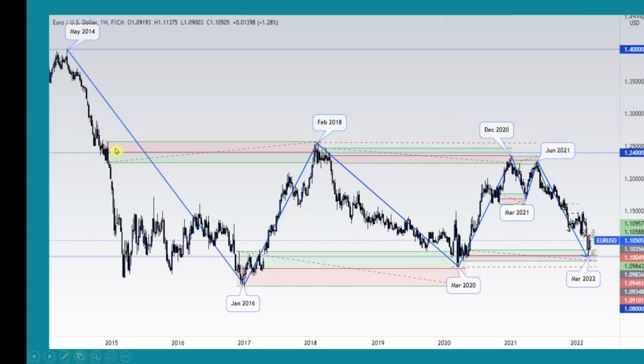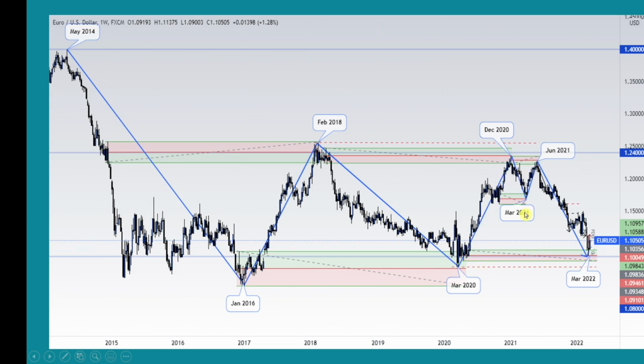What you see here is a euro-dollar weekly chart. Because of the fractal nature of markets, the same patterns can be found on all time frames. On this chart you can clearly see at what levels all order blocks are initiated and how they are mitigated.